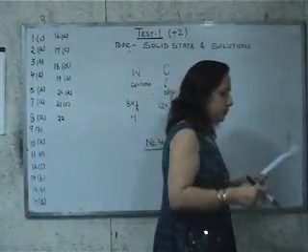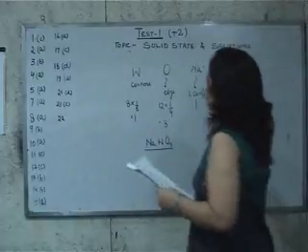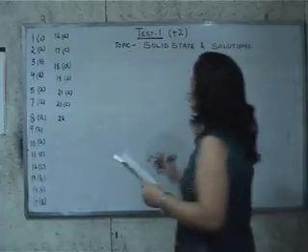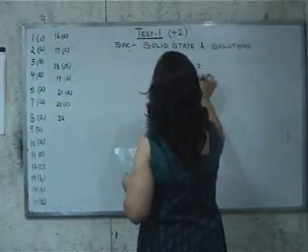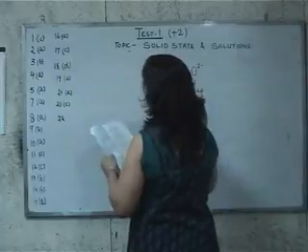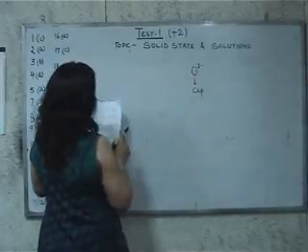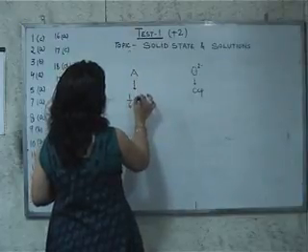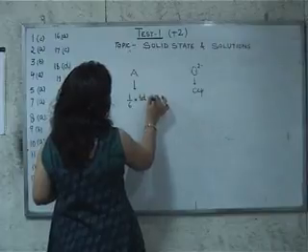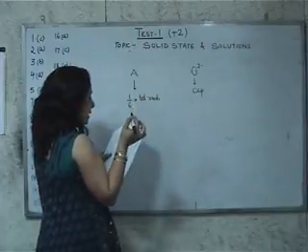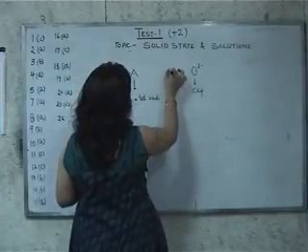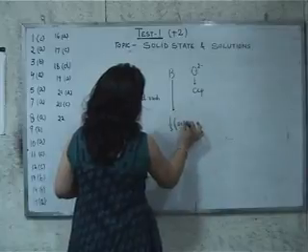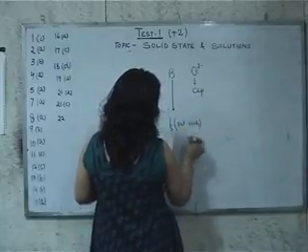22nd question. Oxide ions are having CCP arrangement. A is present at 1/6 of tetrahedral voids. And B is present at 1/3 of octahedral voids. What is the formula? This is our question.